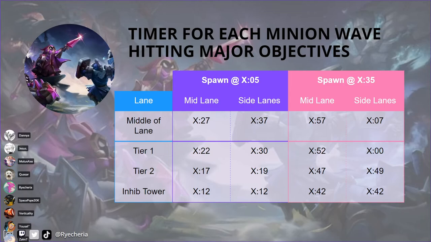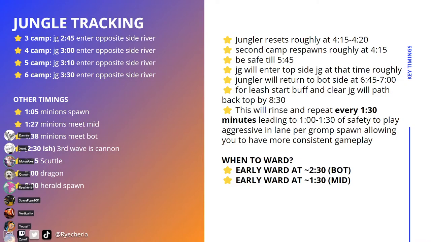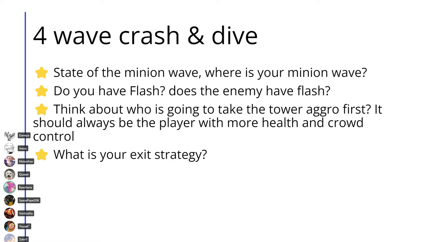So let's talk about wave crashing and diving. When you are going to dive in general, the questions you want to answer are: what is the state of the minion wave, so where is your minion wave and is it stacked? Second, do you have flash, and does the enemy team have flash? Next, who is going to take the tower aggro first? And then, what is your exit strategy?